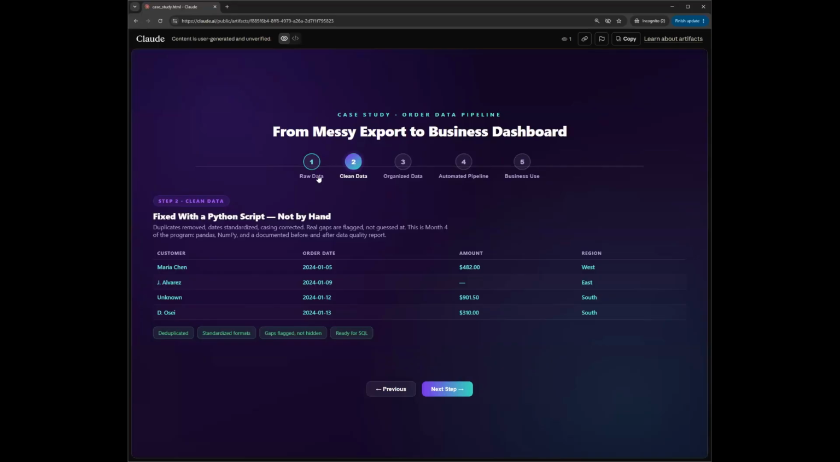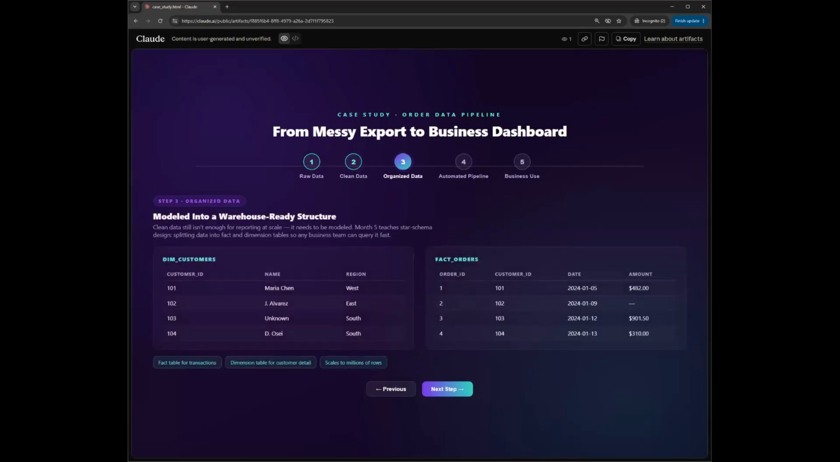So from raw data to clean data to organized data. Right? Now we have organized data. The clean data still isn't enough for building reports that the business is going to use for future business and revenue and whatever the case may be.